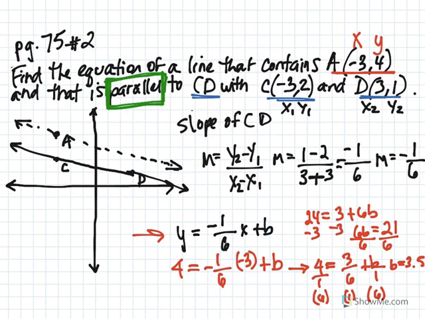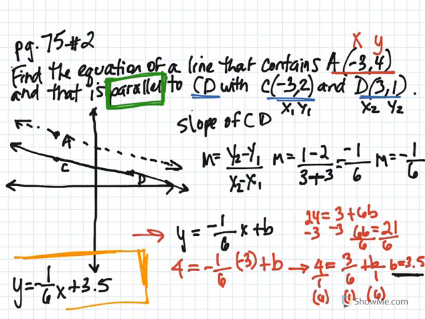So now that I have B, and now that I have M, I can write my equation. And I get y equals negative 1/6 x plus 3.5. And that is the equation of the line that contains point A that is parallel to CD.